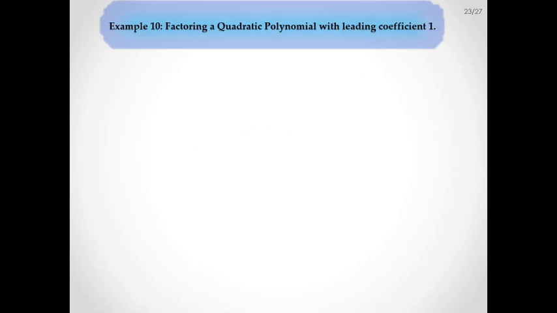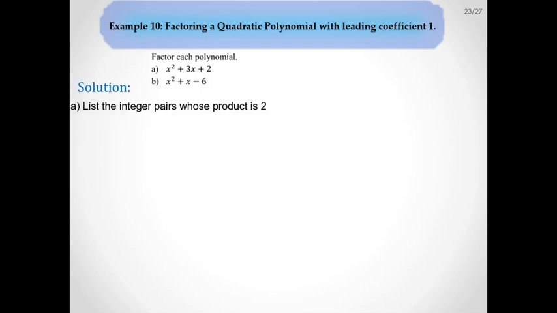Okay, let's look at this example. Now we want to factor each polynomial. First we are trying to find the integer pairs whose product is equal to 2. Look at here, this is 2. So what are these numbers? We have two pairs, -2 and -1. You can check, plus 2 times plus 1 makes plus 2 again. So they both satisfy this condition.